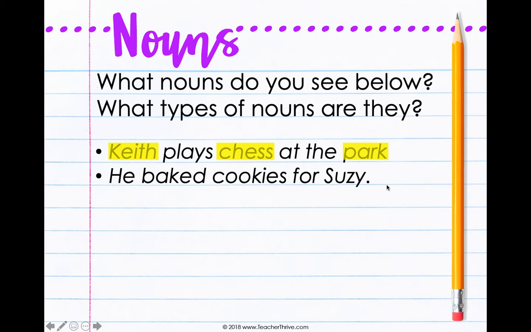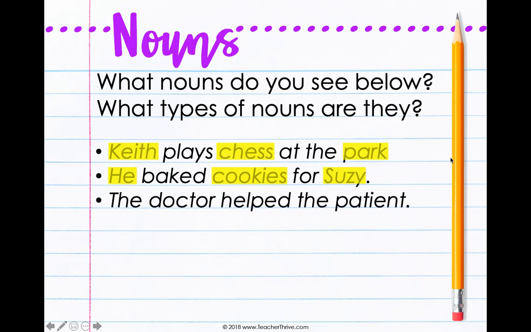All right, second sentence. He baked cookies for Susie. Pause the video. Write down every word that you see that is a noun. Okay, kiddos, if you've pushed play, that means you've written down every word that you think is a noun in this sentence. Let's see what we got here. He, cookies, and Susie. Okay, he: person, place, thing, or idea? It's a person. Very good. Cookies, thing. Susie, person. Very good, kiddos.